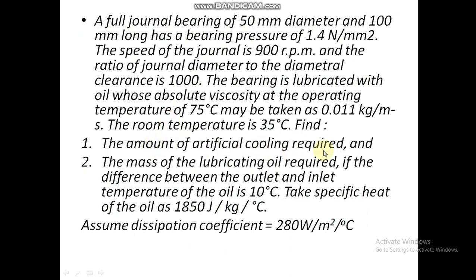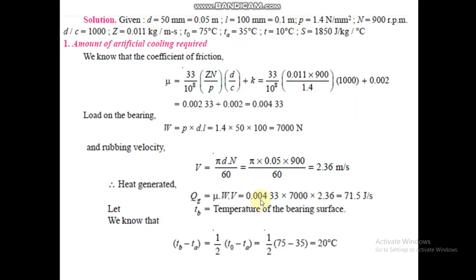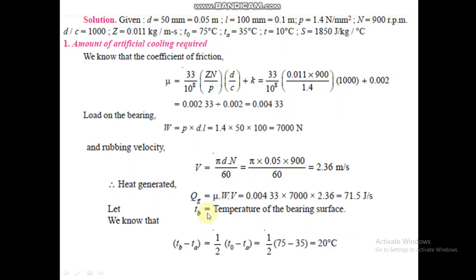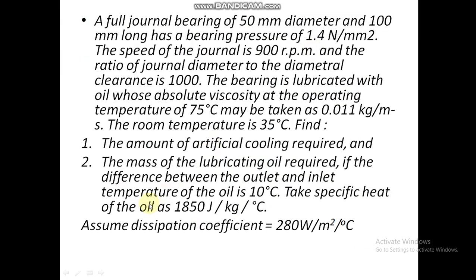Amount of artificial cooling required, that you have to find. Mass of the lubricating oil required if the difference between outlet and inlet temperature of oil is 10 degrees C. So temperature rise is 10 degrees C and specific heat of the oil is 1850 given to us. So S is 1850. Assume dissipation coefficient 280, that we will see.